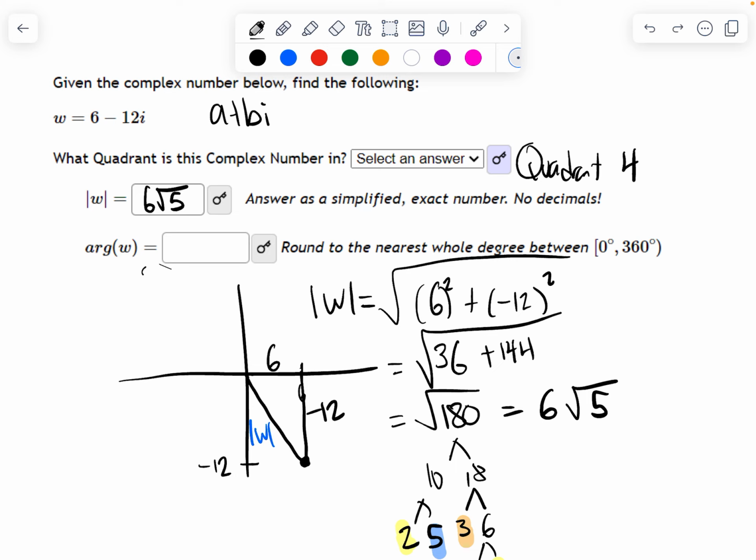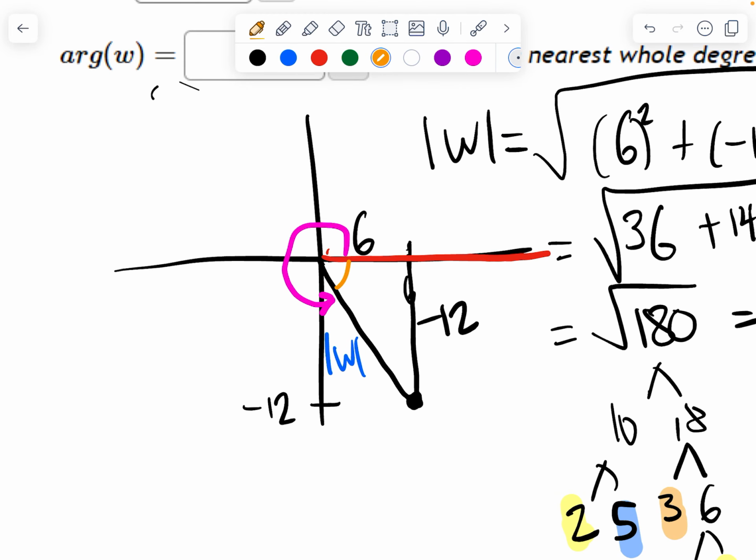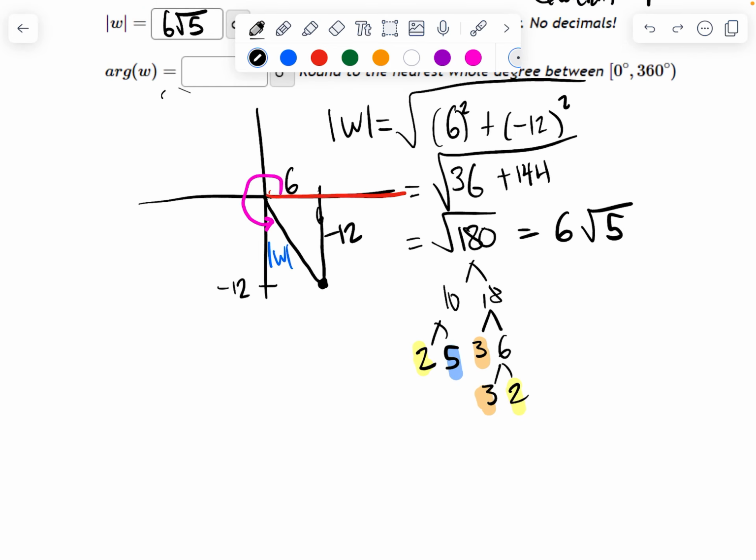All right, the argument. This is where it gets a little more interesting. The argument is from where the rotation starts, which will always be the positive right side of your coordinate plane, and it goes to that hypotenuse of the triangle, to the modulus. How do I find that? Well, would you agree that if we know the angle inside of that triangle, we could find the remaining portion? If we find the negative angle down, we'll know where we need to go. All we have to do from there is use inverse tangent.